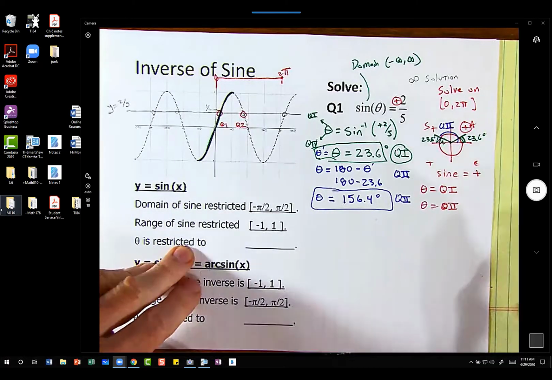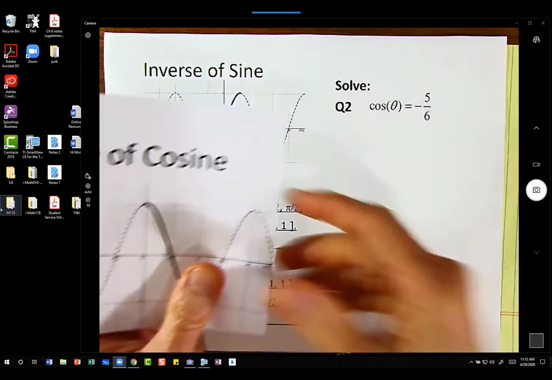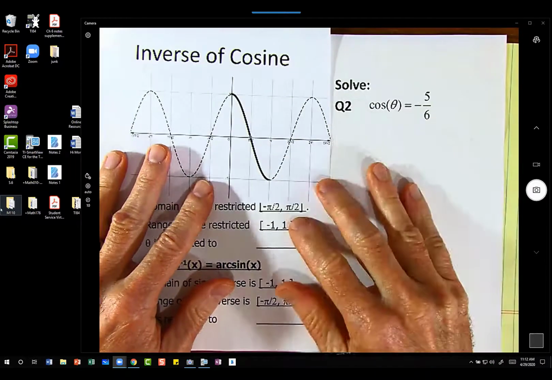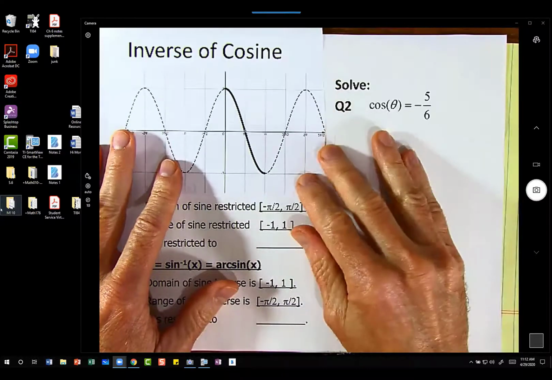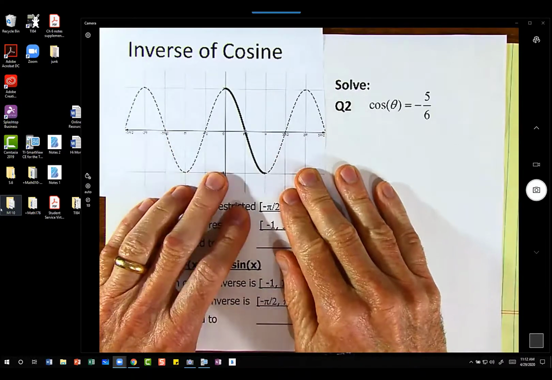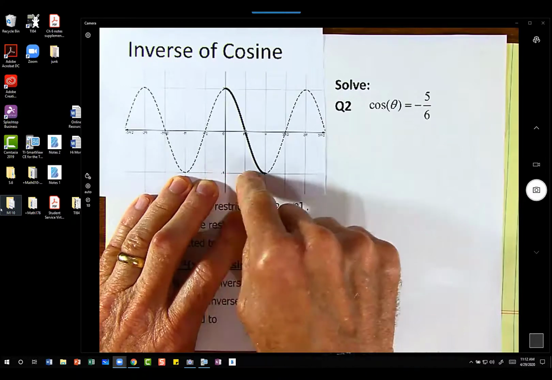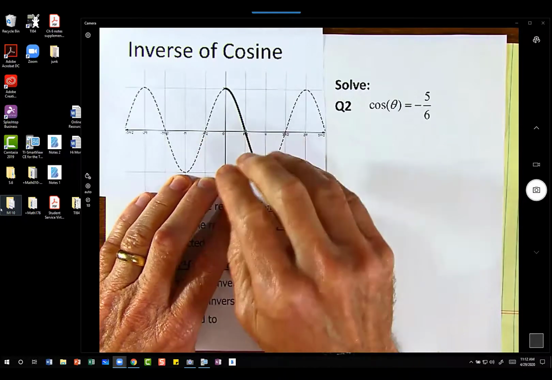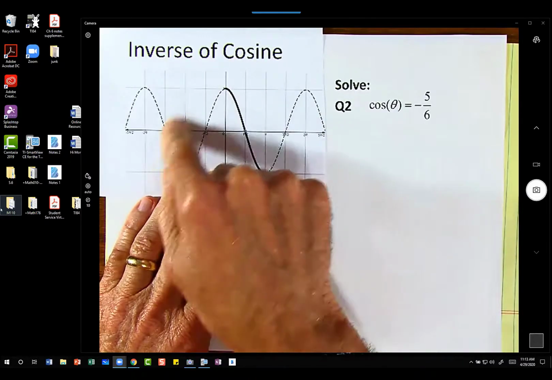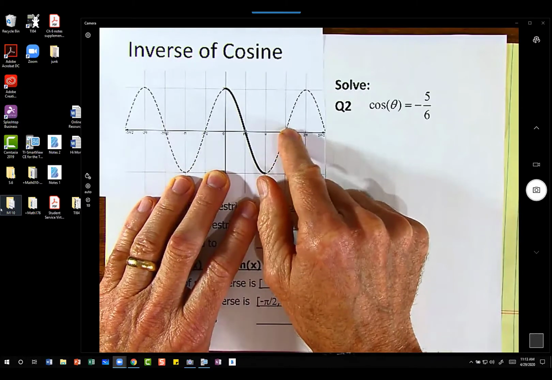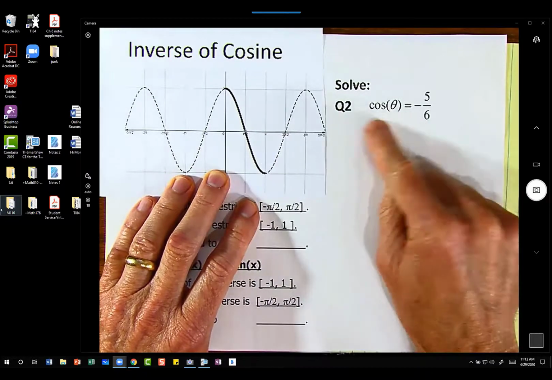Okay, let's do the second equation here. So this time we're going to solve a sine graph, I'm sorry, a cosine graph. Okay, so cosine had a different restriction. Remember, cosine was restricted from 0 to pi. Now, ultimately, I don't think that visualizing with the cosine graph is the best strategy, but I wanted to help you start visualizing what's happening here.